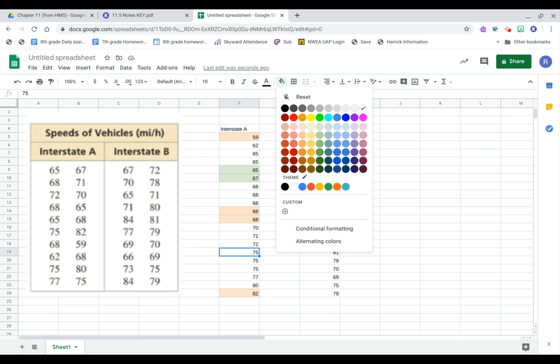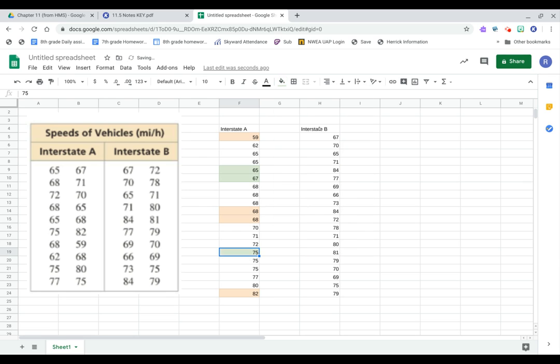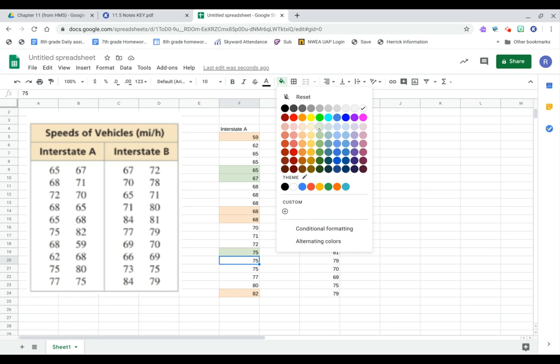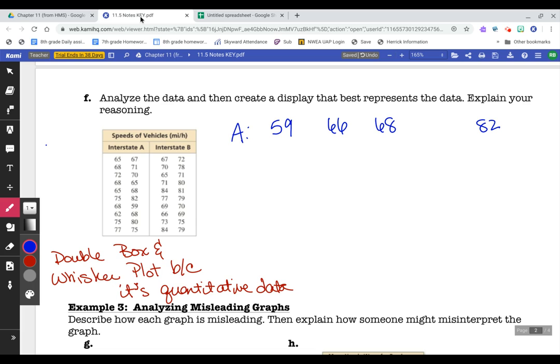That'll be 75. And looking ahead, if you go from the bottom, 1, 2, 3, 4, 5. The average of 75 and 75 is pretty easy. It is 75. So that's our data set for Interstate A. For Interstate B, we can put it in pink.